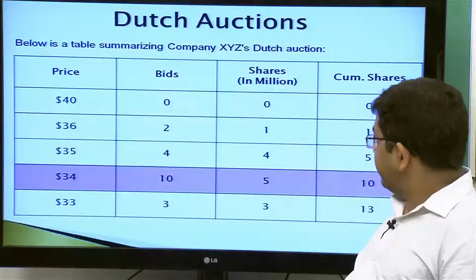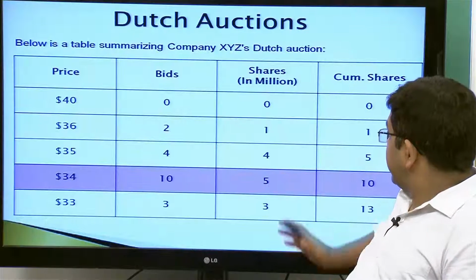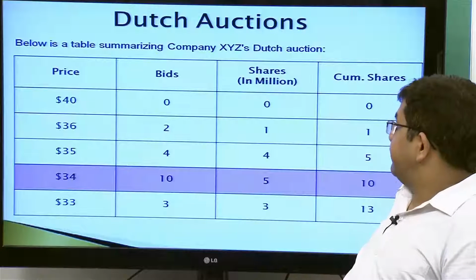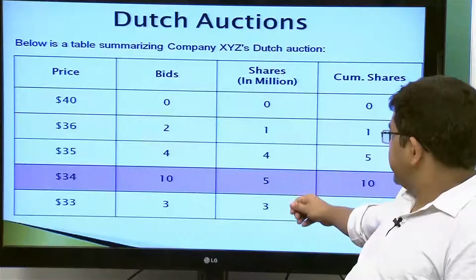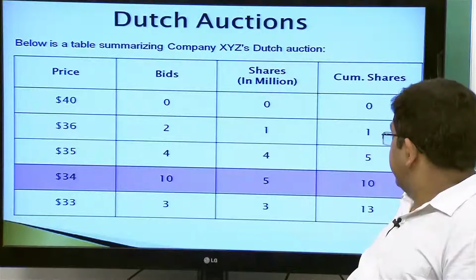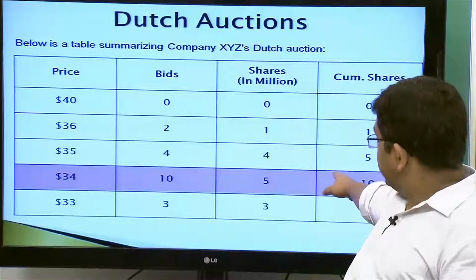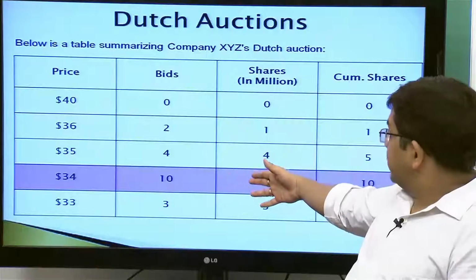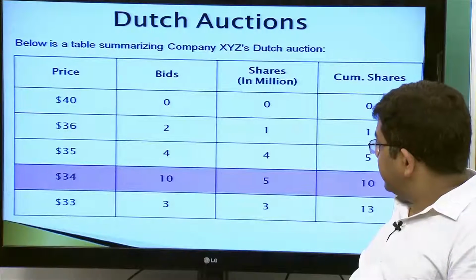Now at $35 you will find another 4 bids are available, and at $35 the total cumulative number of shares that can be sold is equal to 5 million. At $34 you will find that you have 10 bids, and the total number of shares that can be sold is equivalent to 10 million. So, this is the final price according to the Dutch auction method, that all the 10 million shares can be sold at $34 among these 10 bids which have come online.